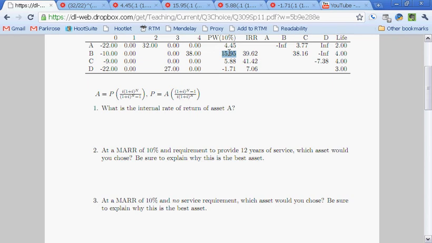No service is actually provided by it. Question 2 requires you to provide 12 years of service, and that's where that annual worth criteria kicks in. So you're just looking for A, given P on each one of these assets, where the N that you're stretching it out for is just its life. So asset A lasts 2 years, asset B lasts 4, and so on down the line.